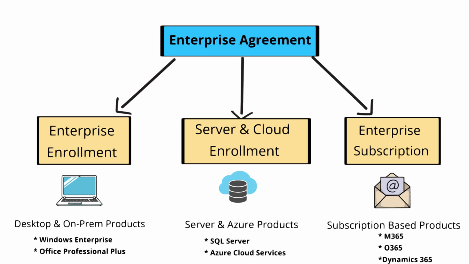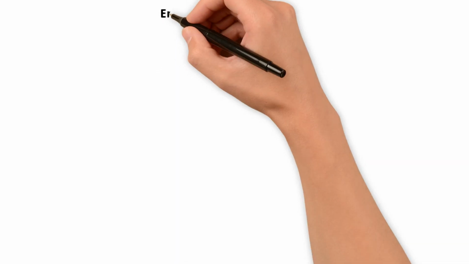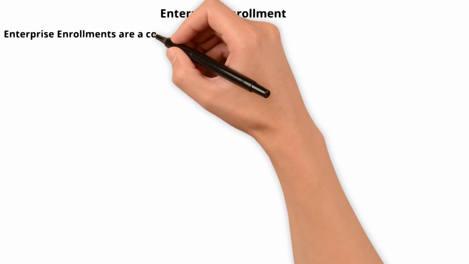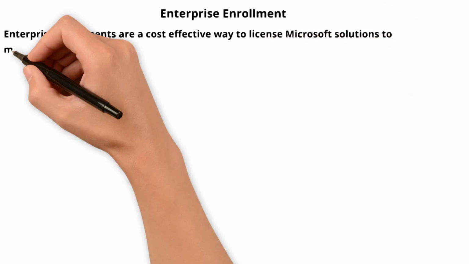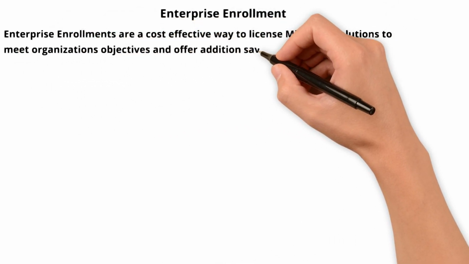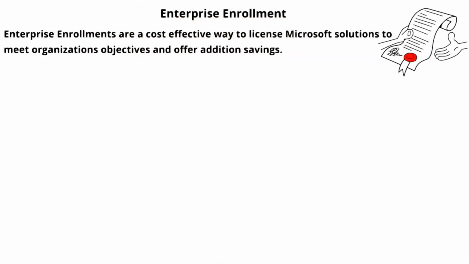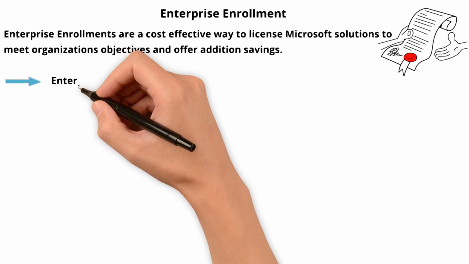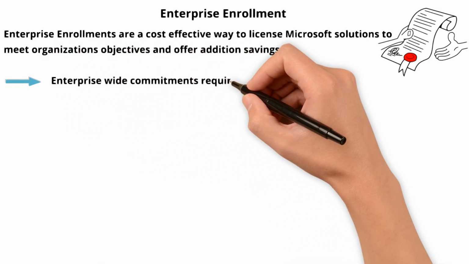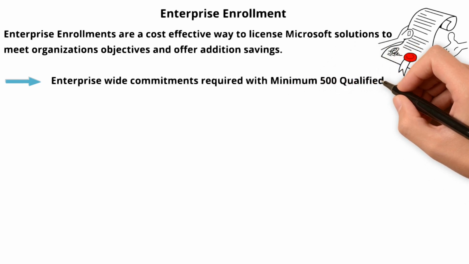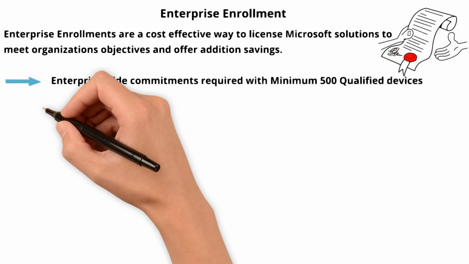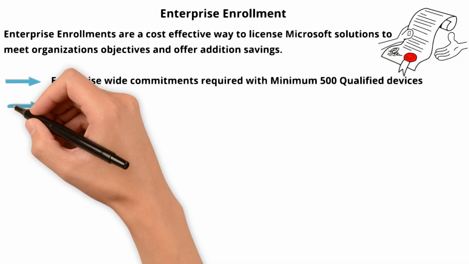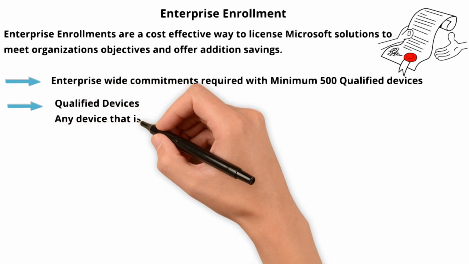Now let's deep dive into each agreement, starting with enterprise enrollment. This is one of the very first agreements under the umbrella, and it is the most cost effective and one of the best for any organization. This agreement requires you to make a commitment of products across your organization with a minimum of 500 qualified devices.